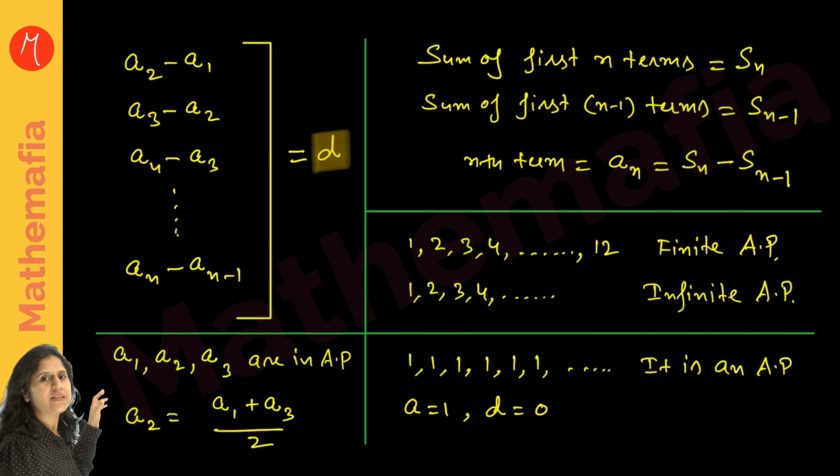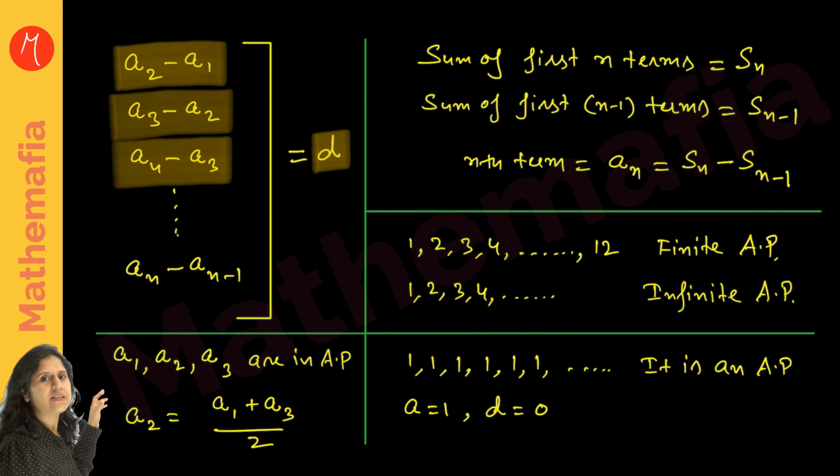Now let's talk about the common difference. If from the second term we subtract the first term, or from the third term we subtract the second term, or from the fourth one we subtract the third term, that is, from any term if we subtract the previous term, it gives us the common difference.